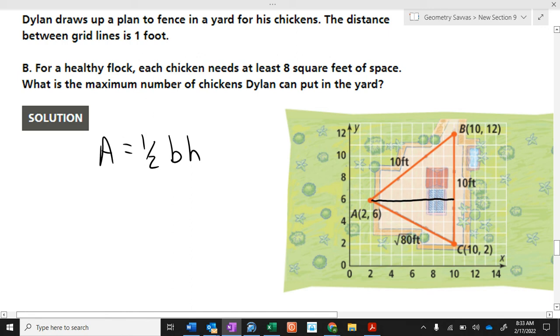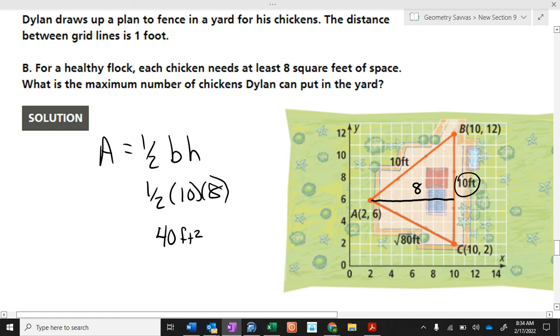Now, how long is this line? Well, it goes from 2 to 10. How far is it from 2 to 10? 8. And we just said before, from 12 to 2 is 10. So if this is 10 and this is 8, we take 1/2 of 10 times 8. What is that? Half of 10 is 5. 5 times 8 is 40.